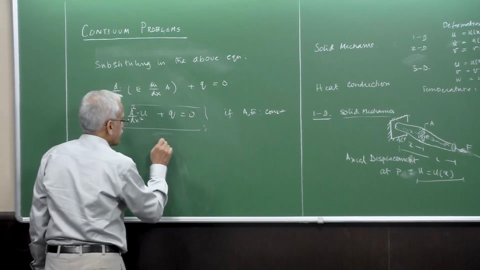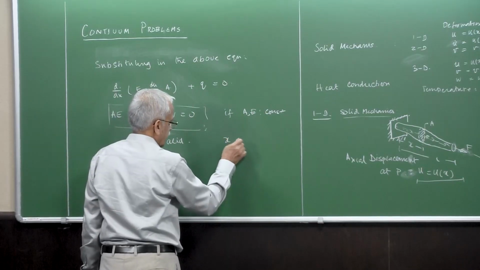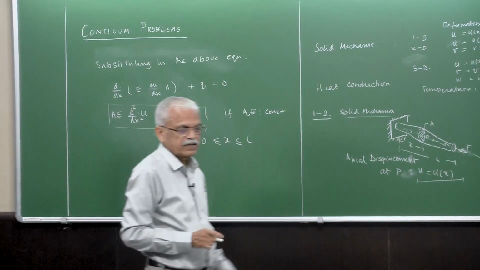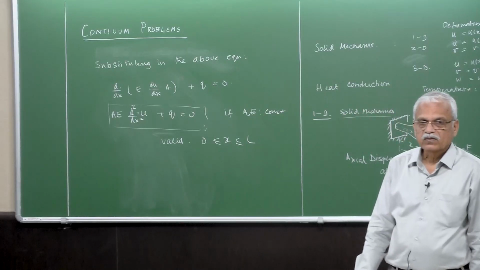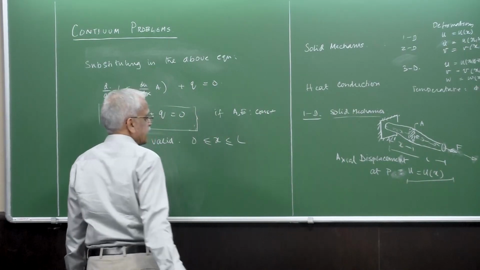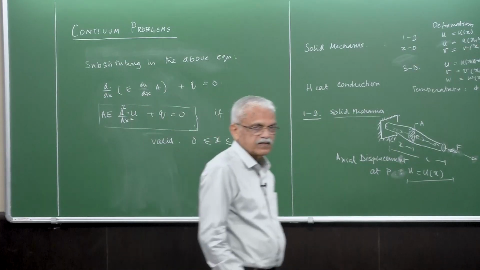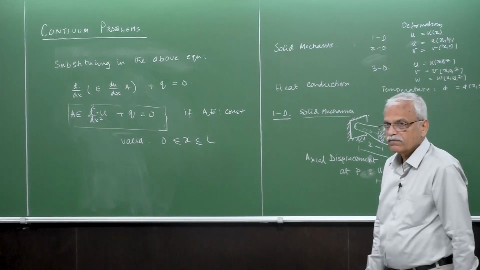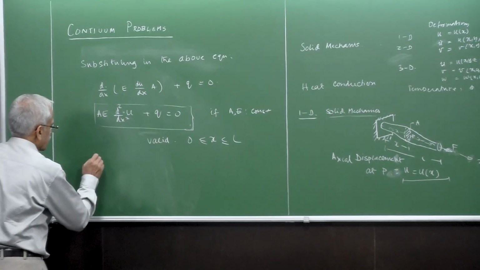So this is valid everywhere between 0 to L. So 0 to L is our domain, where you have the governing equation. This governing differential equation is supposed to be satisfied at each and every point x between 0 to L. So this is the governing differential equation, and then we also have something more known as the boundary conditions.